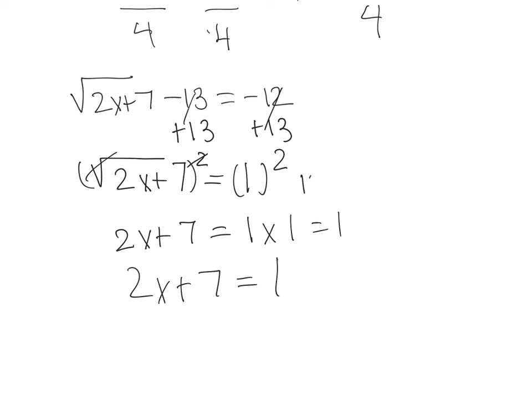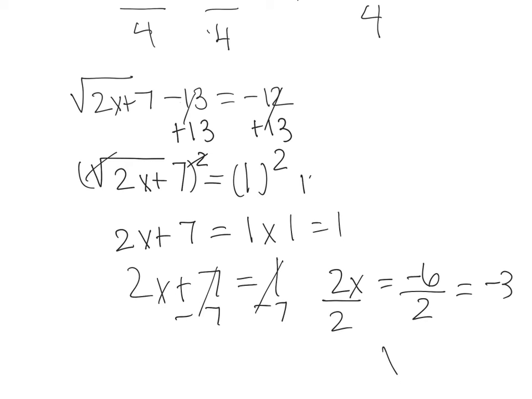Next step is you're going to want to get x by itself. In order to do so, you subtract 7 on both sides. And you are left with 2x equals negative 6. In order to complete this step, you're going to have to divide 2x by 2, and negative 6 divided by 2 equals negative 3. So you are left with x equals negative 3.